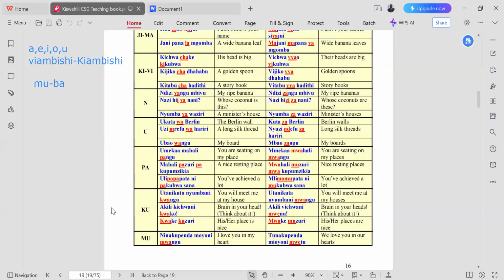Yeah, so there's also another class, pa, ku, and mu. They are always called together, pa, ku, mu. So these are the only noun classes in Swahili, but we'll take time to learn them.